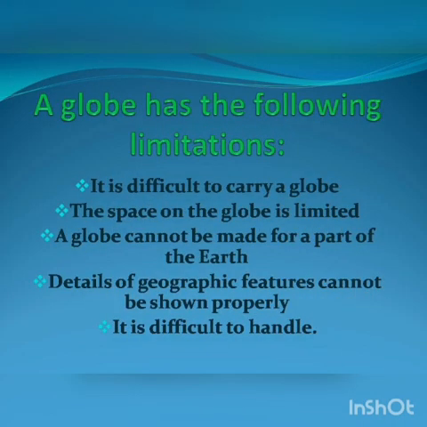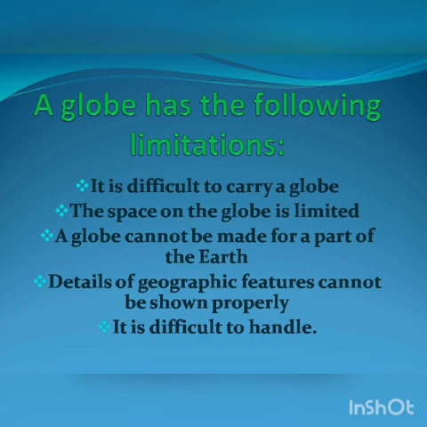However, a globe has the following limitations. Since it is big in size and spherical in shape, it is difficult to carry a globe everywhere, and the space on the globe is also limited, and details cannot be shown on it. A globe cannot be made for a part of the earth. It can be made for the whole of the earth only. Details of each and every geographic feature cannot be shown properly on the globe. It is not only difficult to make a big size globe but also difficult to handle it.